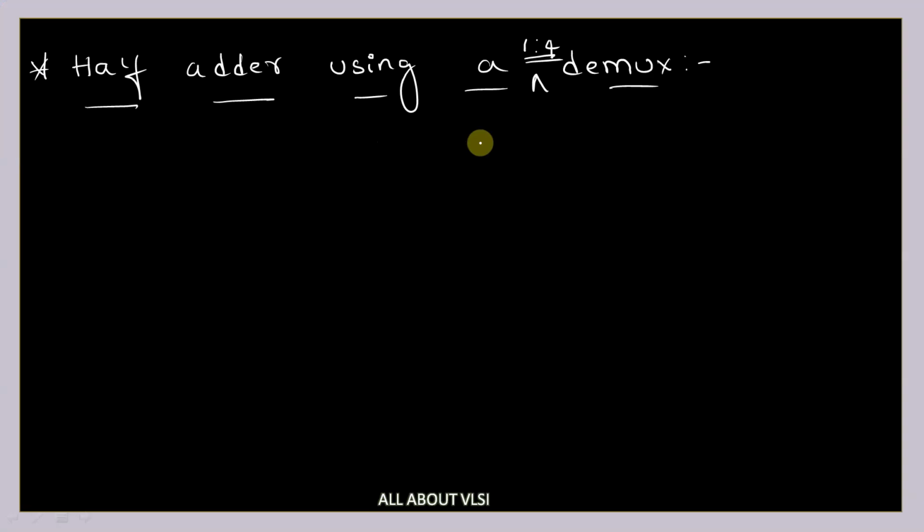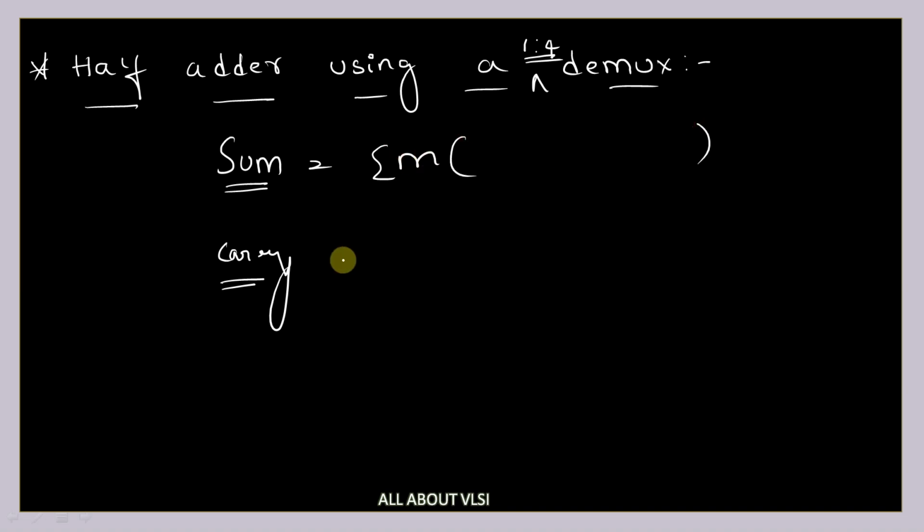How many 1:4 demux do you think we will have in this particular case? Your half adder is going to have sum as well as carry. What are the minterms for your sum, and what are the minterms for your carry? Anyone remember this? The minterms for your sum are 1 comma 2 and the minterm for your carry is 3. Using these minterms we are going to design our demultiplexer.